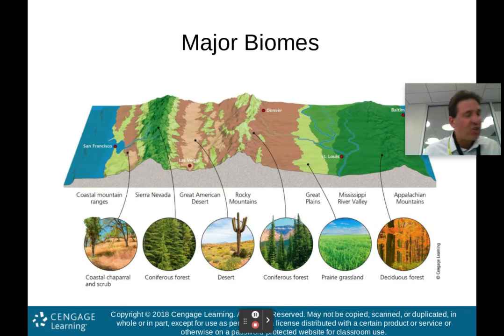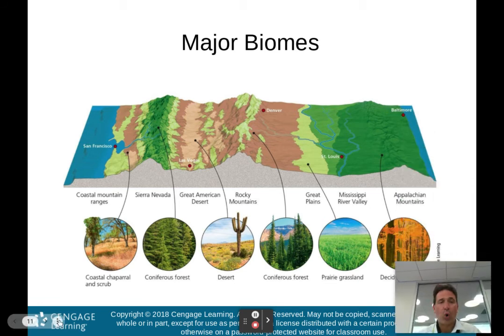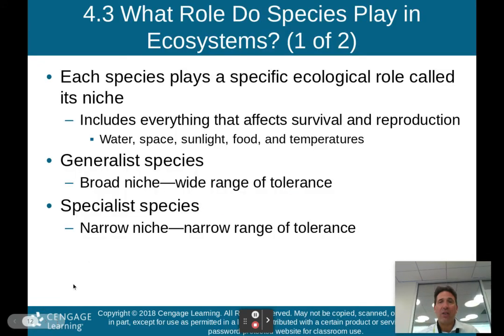All right, here are some major biomes for you. Okay, the chaparral up here in California, the coniferous forest, the deserts, etc., grasslands, forests. Again, we will be talking about these in more detail coming up in another chapter.